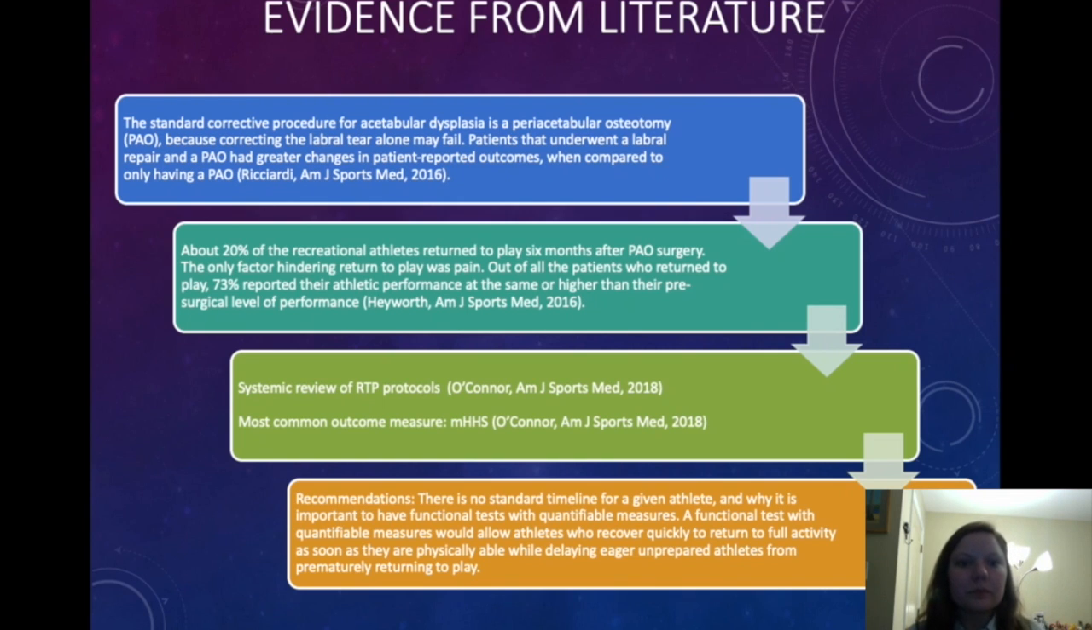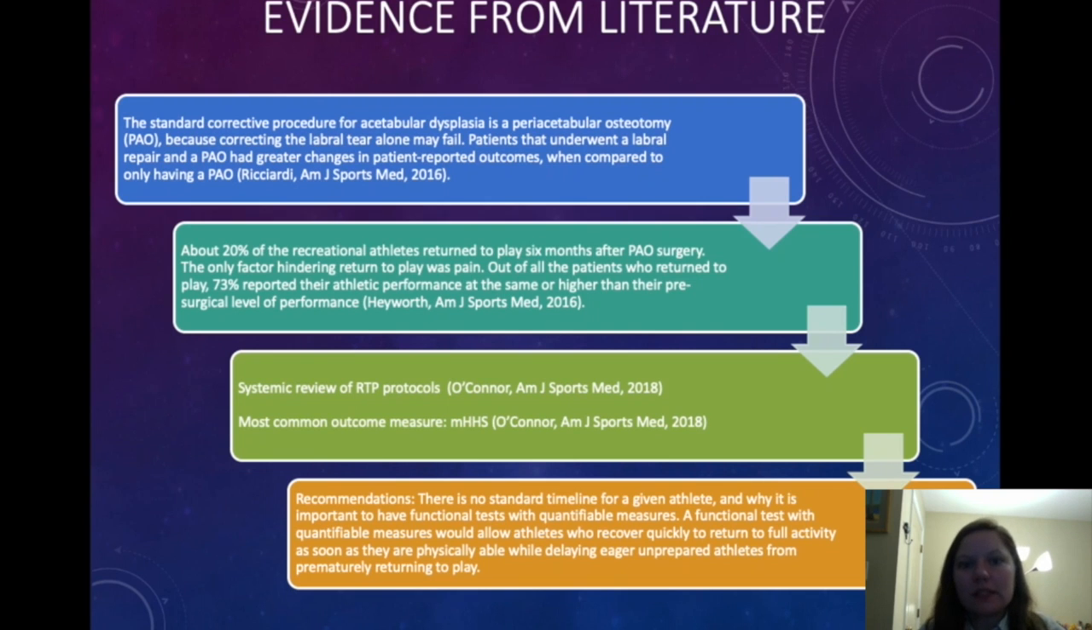About 20% of the recreational athletes returned to play within 6 months of the surgery, and the only factor hindering them was pain. Out of all the patients who returned to play, 73% reported their athletic performance at the same or higher level after surgery. So I feel really good about deciding to do this, and hopefully she'll get back out there.